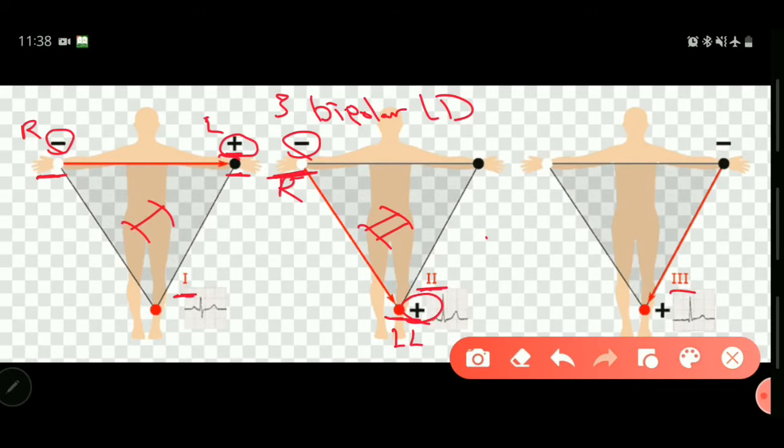Lead number 3 is between the left arm and the left leg. We put the positive electrode on the left leg, while we put the negative electrode on the left hand. That is lead number 3, between the left arm and the left leg. Positive charges on the left leg, negative charges on the left hand, and that is lead number 3.